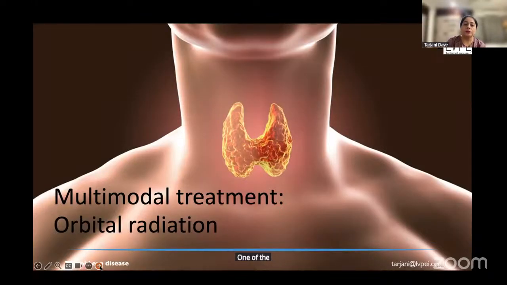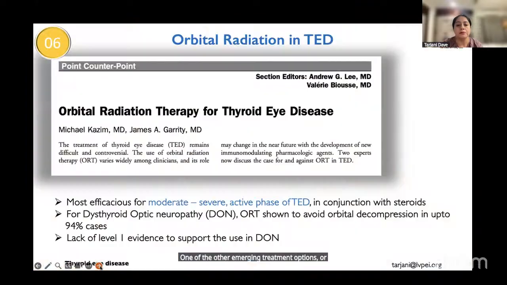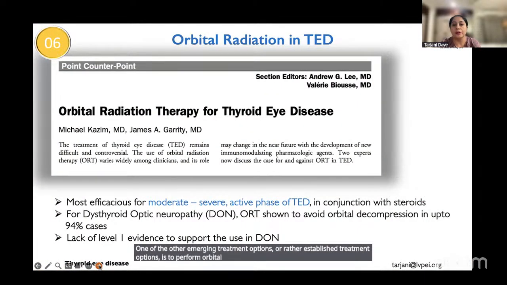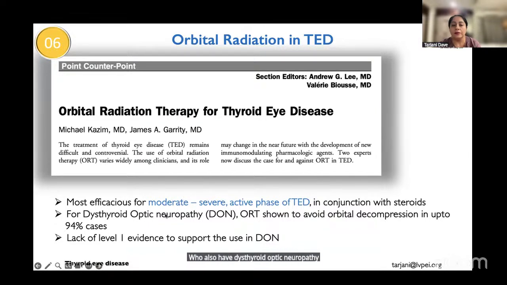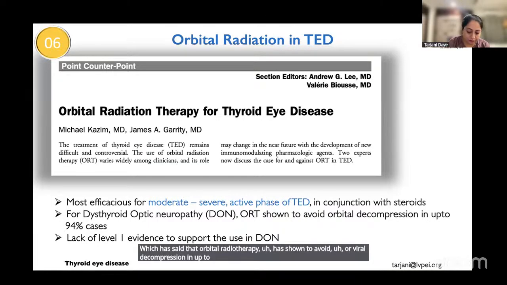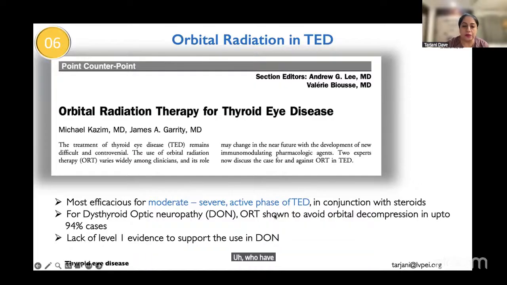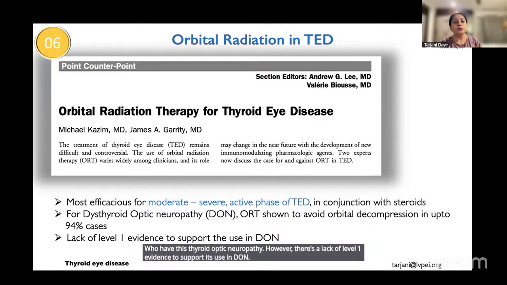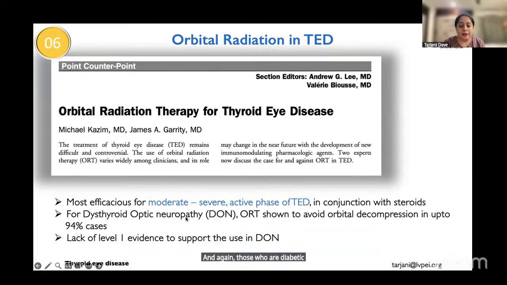One of the other emerging treatment options, or rather established treatment options, is to perform orbital radiation for patients with thyroid eye disease who also have dysthyroid optic neuropathy. There is this paper by Mike Kazim and group, which has said that orbital radiotherapy has shown to avoid orbital decompression in up to 94% of cases who have dysthyroid optic neuropathy. However, there's a lack of level 1 evidence to support its use in DON. And again, for those who are diabetic, there is a contraindication to the use of orbital radiotherapy.